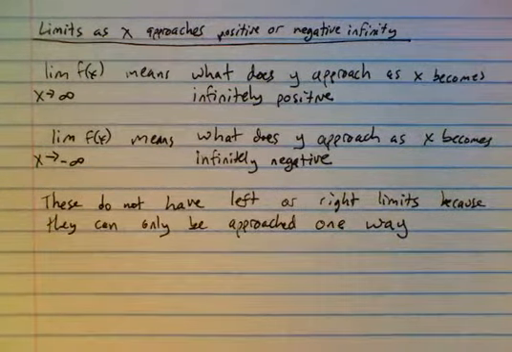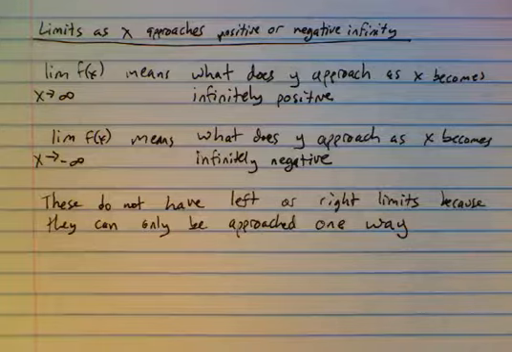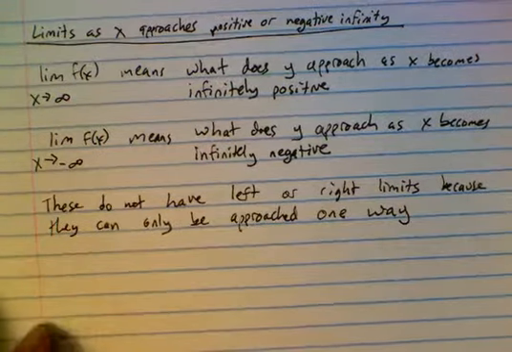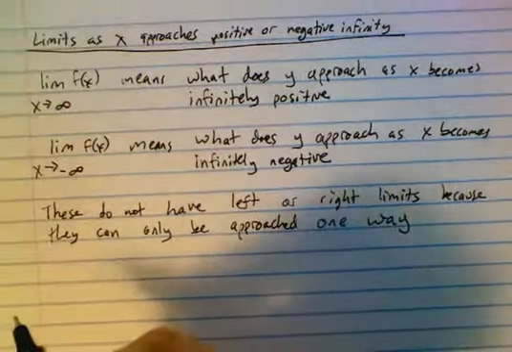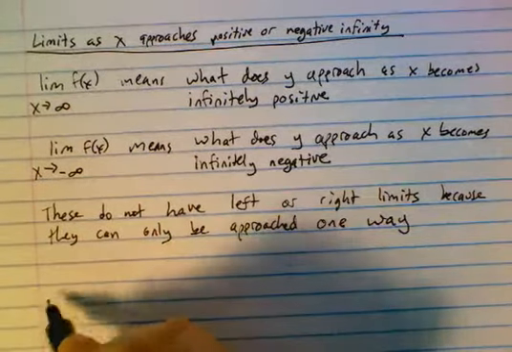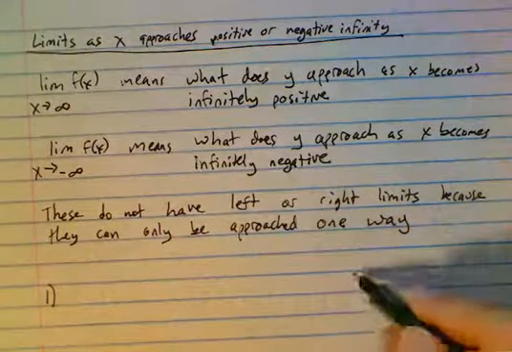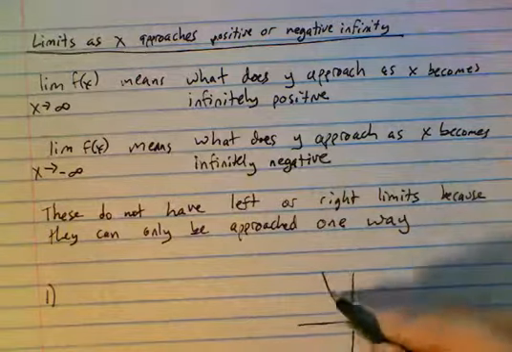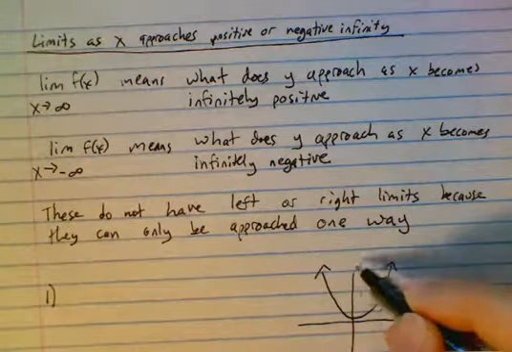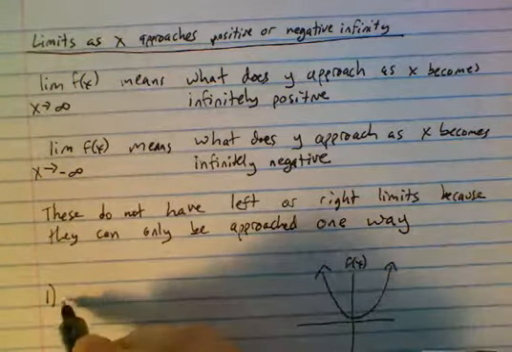Limits as x approaches positive infinity or negative infinity are really asking about what happens as the curve goes off the edge of the graph to the right or to the left. So, for example, here is our graph of f of x.